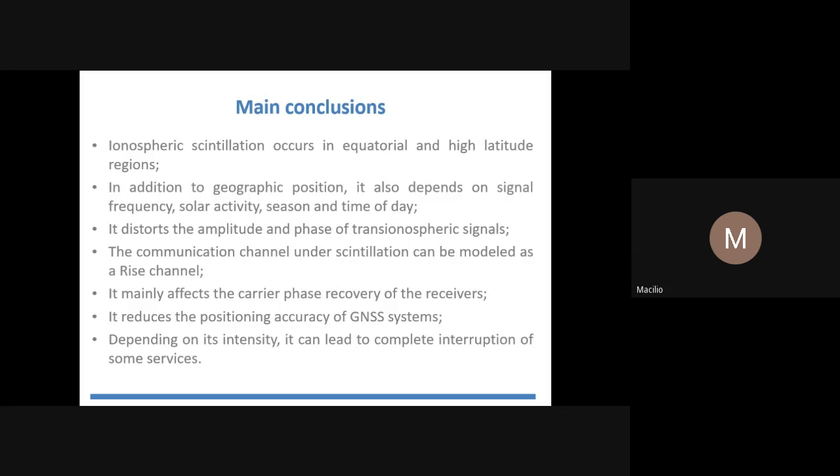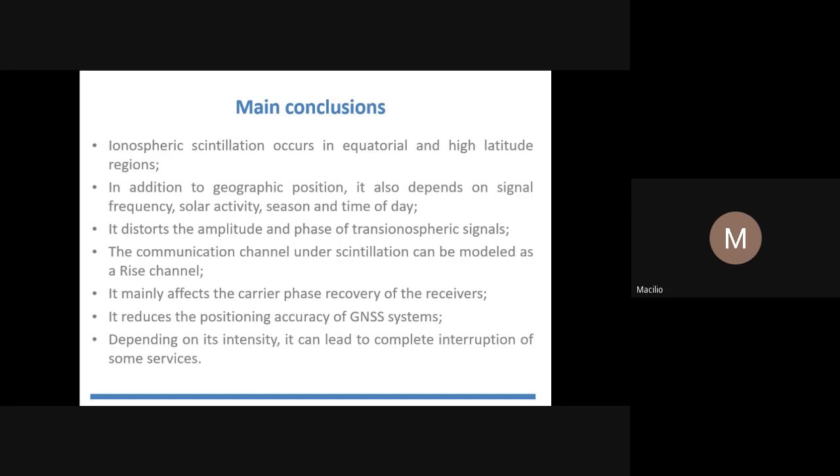Main conclusions. Scintillation occurs in equatorial and high latitude regions. It depends on geographic position, frequency, solar activity, season, and time of day. Mainly, it distorts the amplitude and phase of signals that pass through the ionosphere.